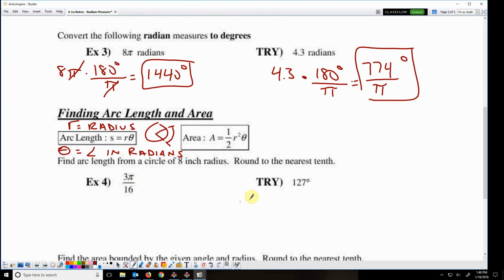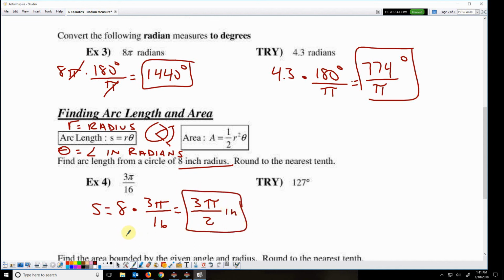So for both of these, the radius is 8 inches. So the arc length equals r times theta, that's 8 times 3 pi over 16. So we're going to leave the pi out of the calculator, and we're just going to have pi in our answer. 8 times 3 divided by 16, we can simplify that to 3 over 2. So 3 pi over 2, and this is measured in inches. So the length of that arc is 3 pi over 2 inches. Go ahead and try the next one.